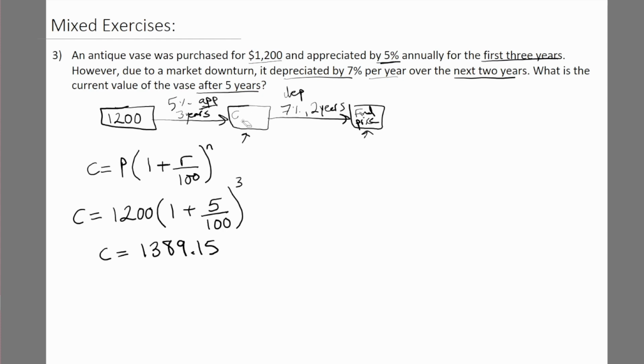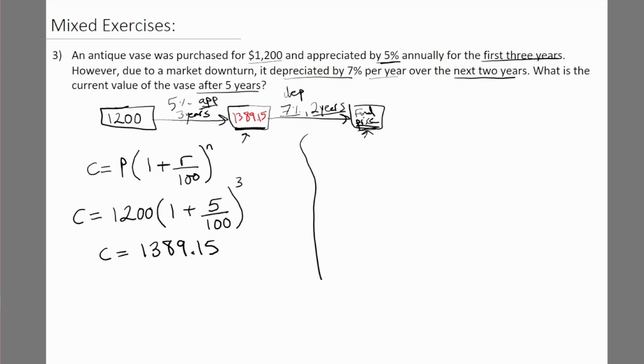Okay, so this is the price of the vase after it appreciated by 5% for 3 years. So it's basically this box right here. This is the price right here. I'm going to go ahead and write it down. 1,389.15, and we must use it accurately. Okay, now for the next 2 years, it depreciated by 7%. Okay, so what did depreciate? The value of the vase right here. Okay, so now we will use that information to find the final price of the vase, which is what the question is asking for.